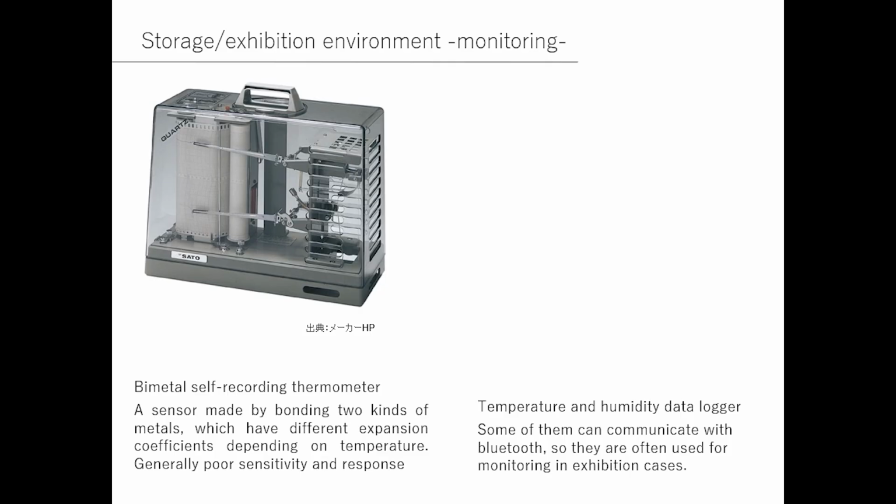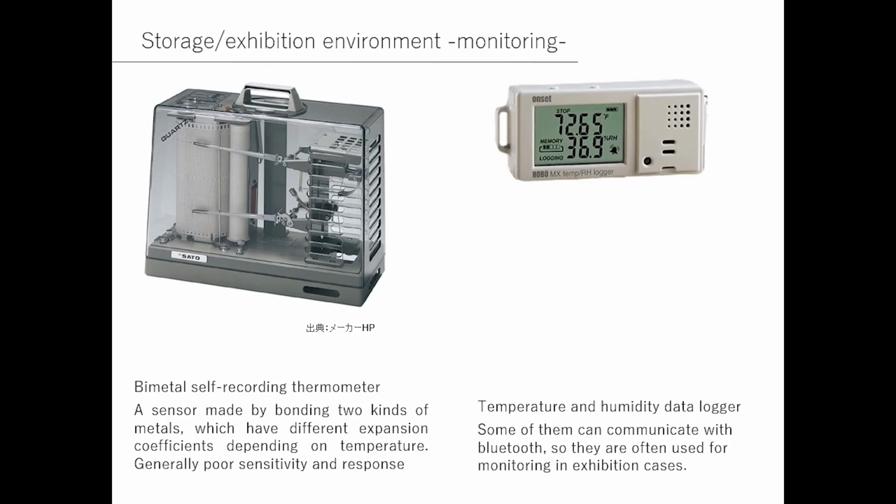The device on the right is a sensor commonly used for temperature and humidity monitoring, which is the data logger type. A data logger is a device which can automatically record the measured values, and many can record data for several months. Data are periodically entered into a computer and analyzed.